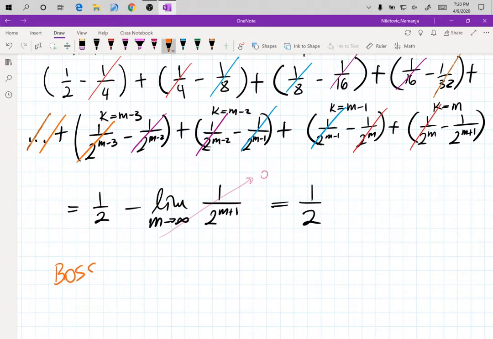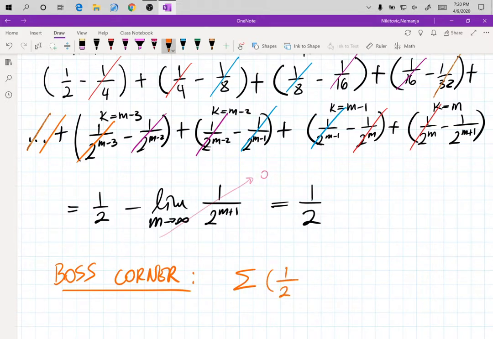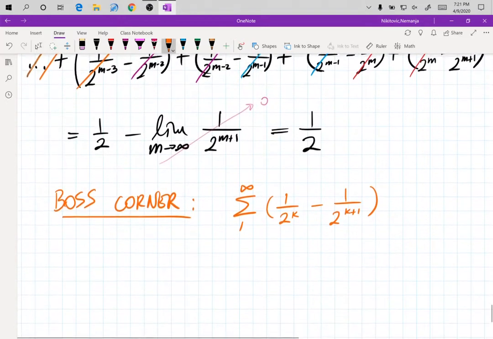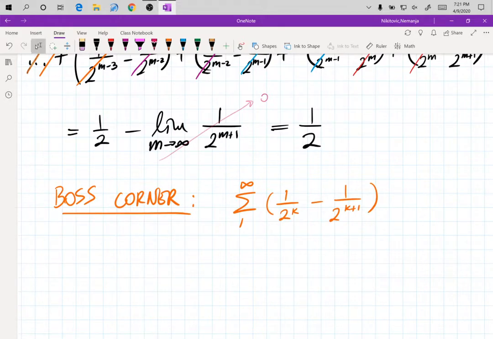Right, so now this is going to be called boss corner. All right. So summation of 1 over 2 to the, they used k, right? Yeah, 2 to the k minus 1 over 2 to the k plus 1, when it starts at 1 and goes to infinity. Does this converge or diverge? Hey, I can use geometric series. If I break this into two separate series, because this is just addition, right? So I have this minus this.